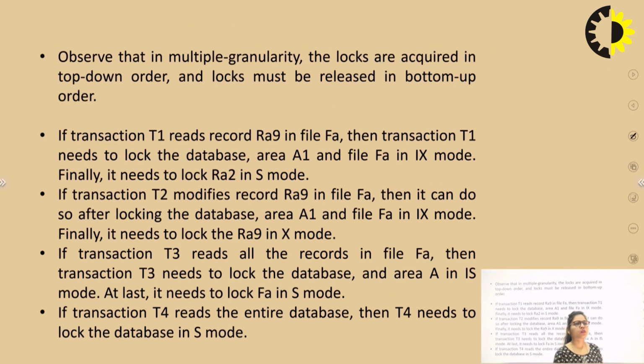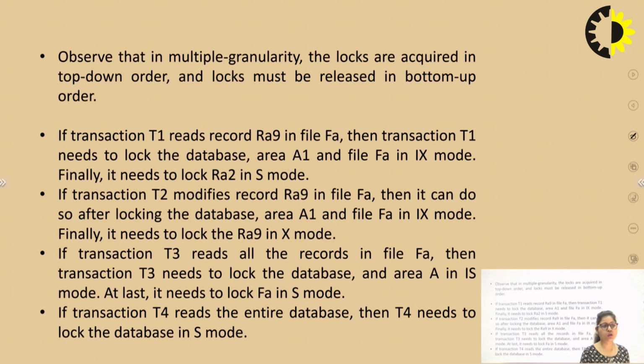This is the example. Now observe that in multiple granularity, locks are required in top-down order. Locks must be released in bottom-up order. If transaction T1 reads record RA9 in the file FA, then the transaction T1 needs to lock the database, area A1, and file FA in intention shared mode. Finally, it needs to lock RA9 in shared mode. If transaction T2 modifies record RA9 in the FA file, then it can do so after locking the database, area A1, and file FA in intention exclusive mode. Finally, it needs to lock RA9 in exclusive mode.